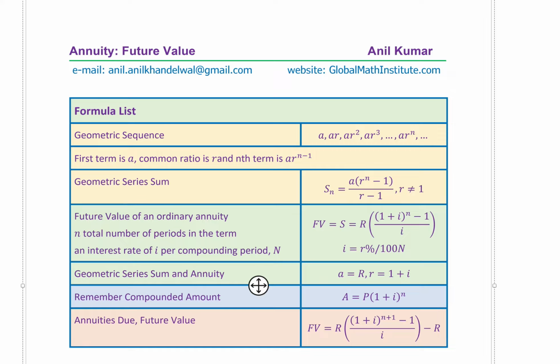As I was saying, for annuity due, to find their future value, since the investment is being made right at the beginning, we have one extra compounding period, and so the exponent is changed to n plus 1. However, we are not making an extra payment, so minus R. That is how you can relate it to the formula of ordinary annuity.